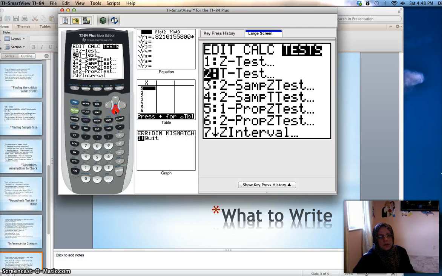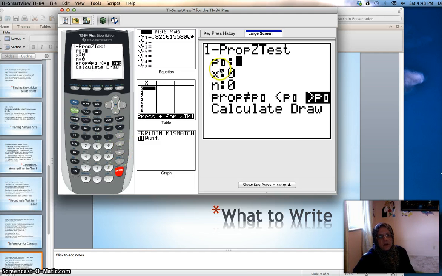Okay, let's take a moment and look at a one proportion z test. Okay, so here it's asking for the hypothesized proportion, and then x is the number of successes you actually had, n is the sample size, and then the direction of your alternate, and then you can calculate, right? So let's say I have a hypothesized proportion of 0.4. In my sample, I actually had 125 successes out of 300 trials, and I want to do a two-tailed test and then calculate, so on and so forth.